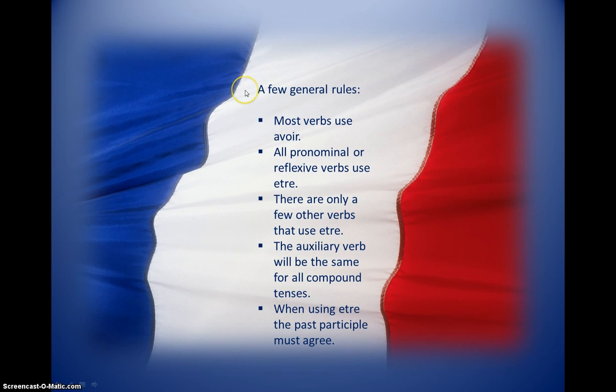There are a few general rules that we want to follow. As we know from the past, most verbs are going to use the verb avoir as the auxiliary or helper verb. All of our pronominal or reflexive verbs use être. There are only a few other verbs that use être. We're going to discuss 18 of those. And the auxiliary verb will be the same for all compound tenses. The compound tense that we know is passé composé. Also, when we're using être as the helper verb, the past participle must agree with the subject.